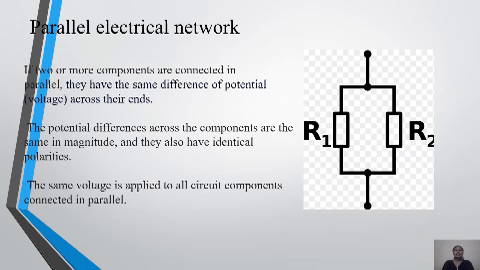Parallel electrical network. If two or more components are connected in parallel, they have the same difference of potential, or voltage, across their ends. The potential differences across the components are the same in magnitude, and they also have identical polarities. The same voltage is applied to all circuit components connected in parallel.